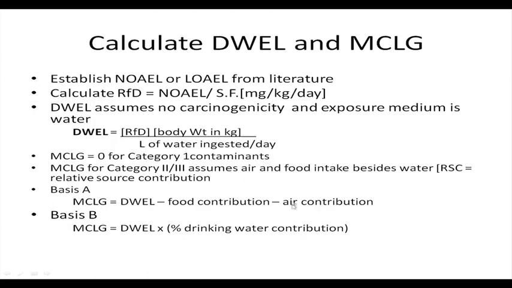So how do you do that? You establish the NOAEL and LOAEL from the literature, divide by the uncertainty factor, and then you get the RfD number. Calculate your drinking water equivalent level based on the body weight and the liters of water ingested. For the different categories, you find out, and then water is not the only source. You will have the food contribution and air contribution as well. Similarly, for the second basis, where there is no such impact, you can take the percentage drinking water contribution from there.